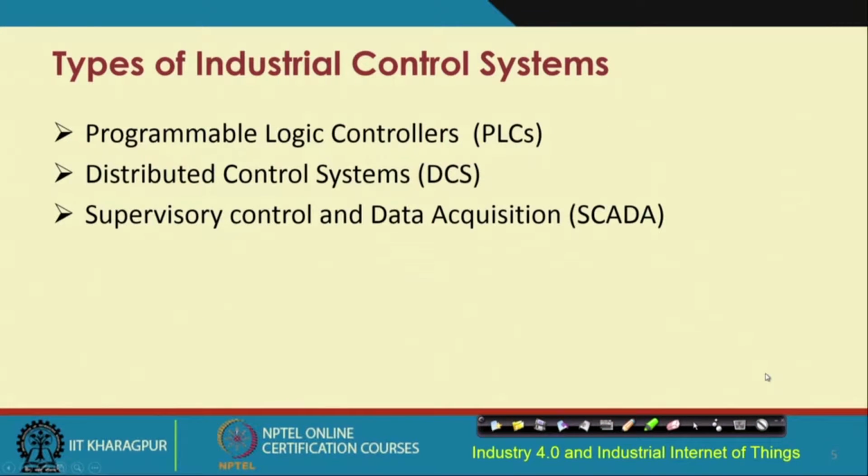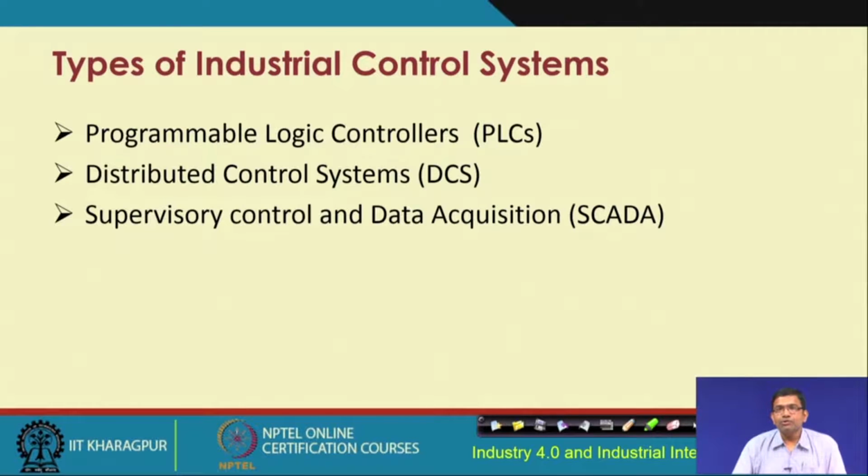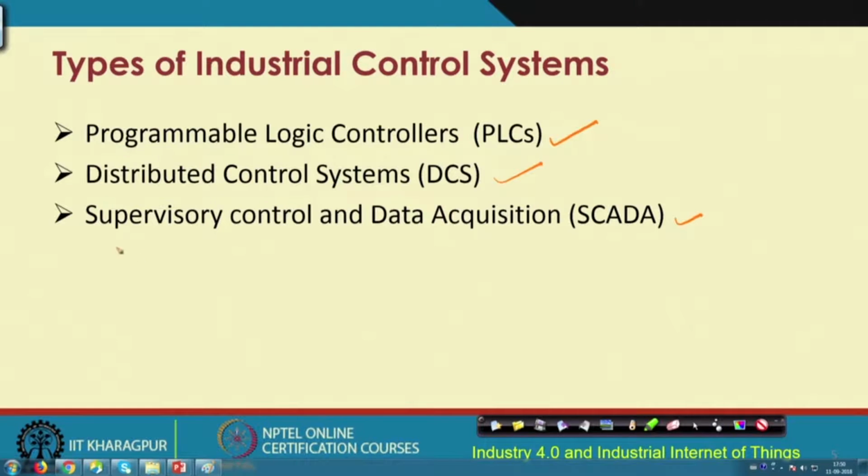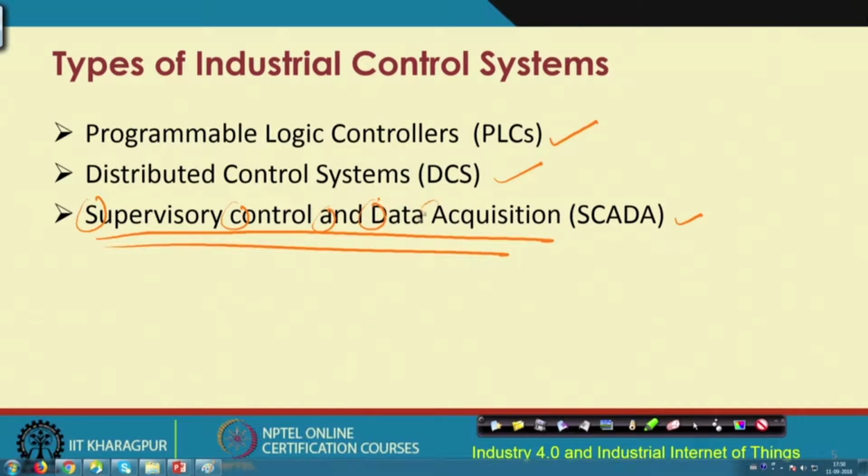So, there are different industrial control systems that are used for process control. One is the PLC, the programmable logic controller. Second is the DCS, the distributed control systems, and the third is the SCADA, which stands for supervisory control and data acquisition. Supervisory control and data acquisition, SCADA. So, this SCADA in turn basically uses the concept of the PLCs.